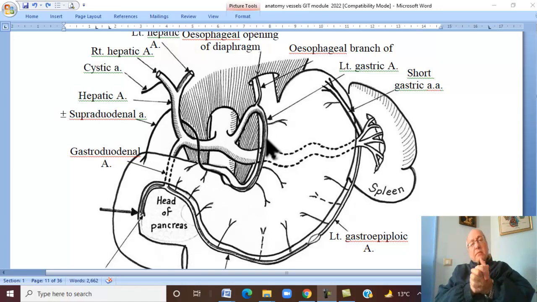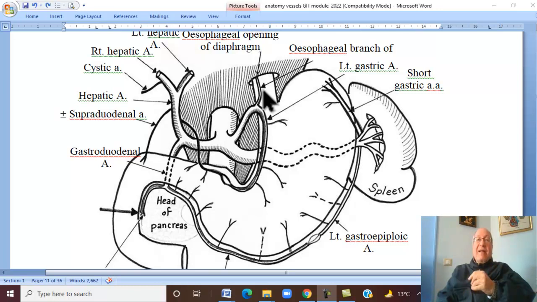Since the left gastric passes on the lesser curvature, therefore it passes between the 2 layers of the lesser omentum. And the branches, sure, are gastric. It gives gastric branches to the lesser curvature and the neighboring area. And never forget, it gives the esophageal branch to the abdominal part of the esophagus.